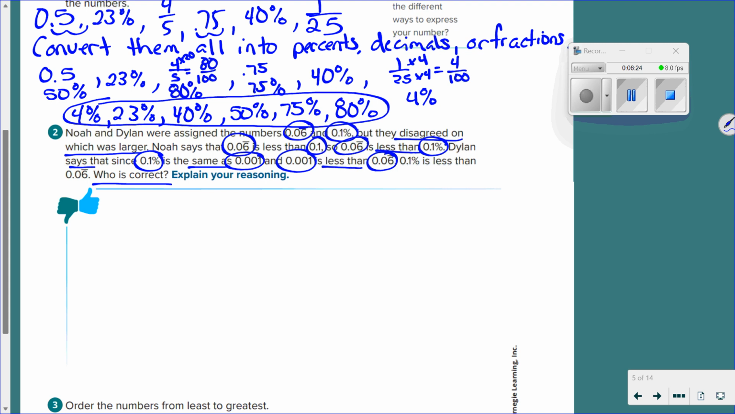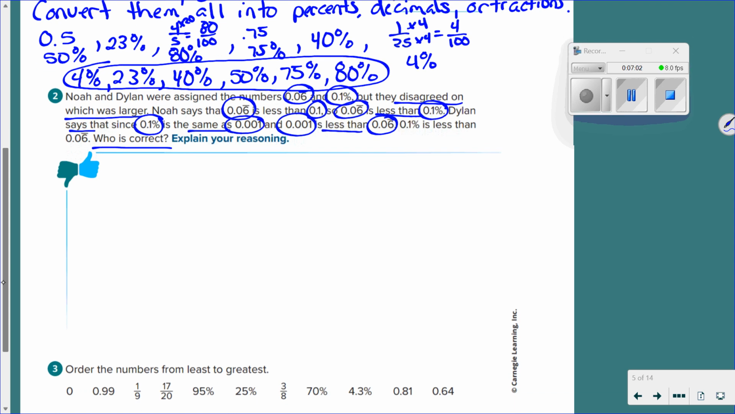So I want you to reread that because that was a whole lot of numbers. And then I want you to tell me who's correct. Is it Noah or Dylan, based on what we know about percents and decimals? You have about 3 minutes. Go for it. Who thinks Noah was correct when he said that 6/100ths is less than 1/10, so 6/100ths is less than 1/10%? Okay. Who thinks Dylan is correct? Okay. Dylan is correct.